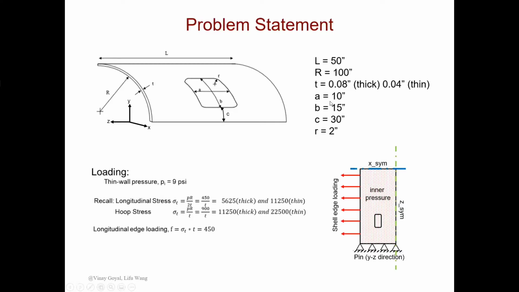And the window size: the horizontal width of the window is about 10 inches. The height of the window is about 15 inches. And the distance from the center line to the window is about 30 inches. We also have a fillet for the window, and the radius of the fillet is 2 inches.